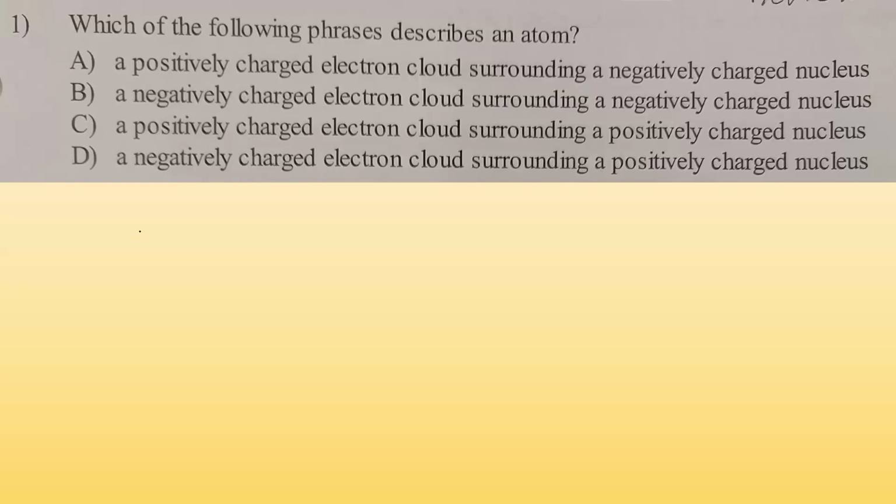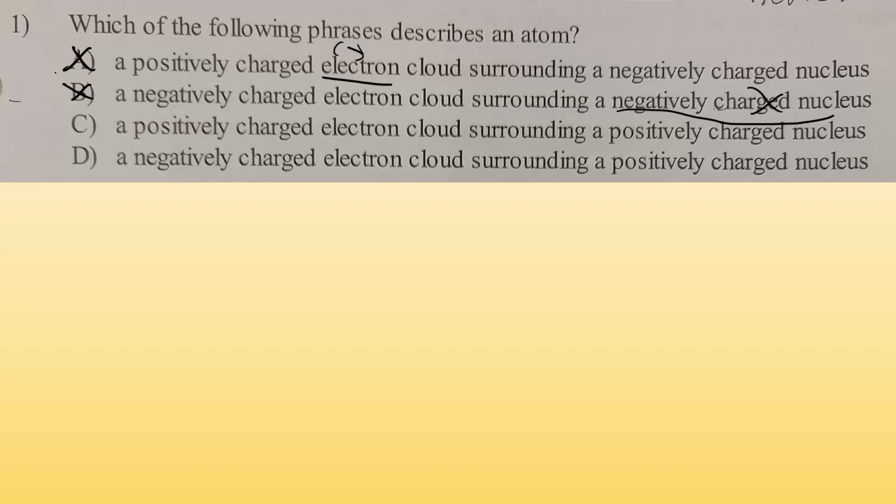Alright, so number one, which of the following phrases describes an atom? So if we're taking a look, is an atom a positively charged electron cloud? No. Alright, so I can eliminate this one right now because the electrons are negatively charged. So it can't be A. Is it B, a negatively charged electron cloud surrounding a negatively charged nucleus? No. Why not? Because the nucleus is not negatively charged, so that's not right.